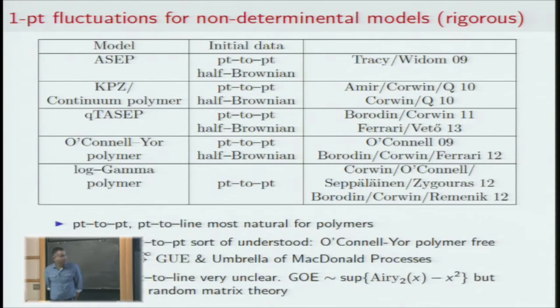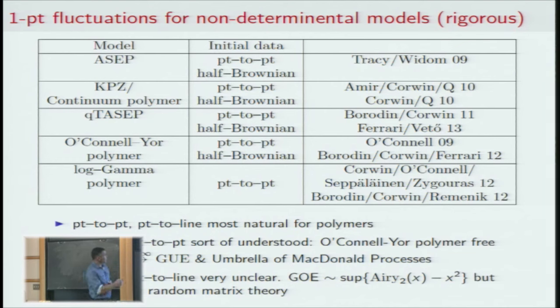So let me just tell you about the status of one-point fluctuation results for non-determinantal models. So the first thing I showed you was KPZ equation scaling results, exact formulas for the KPZ equation. But then there are analogous long-time limits in the KPZ universality class for these non-determinantal models.